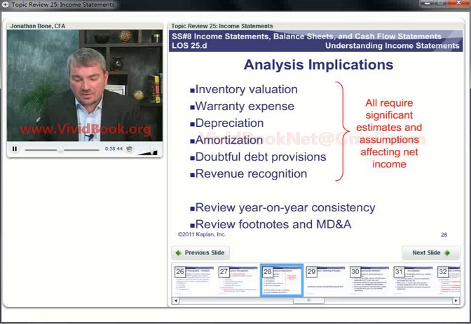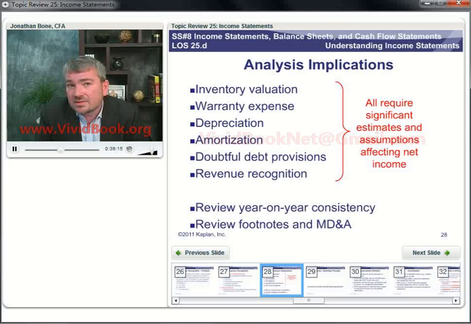Now, what we're also going to notice is because of this accruals process, we're going to have a lot of estimates and assumptions that will affect our income statement. So for example, for inventory valuation, we're going to have to value this ending inventory that we take out of our cost of goods sold and transfer into our current assets in the balance sheet. And we're going to see we have a number of different methods for valuing our ending inventory, FIFO, LIFO and average cost, that we're going to discuss in a little while.